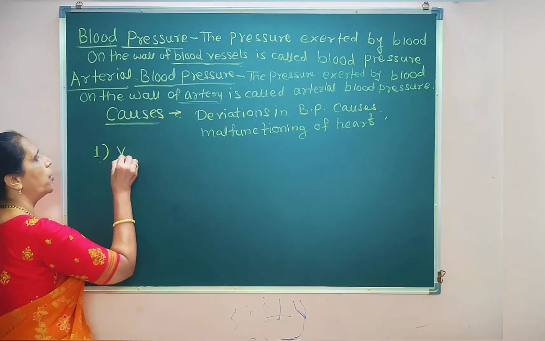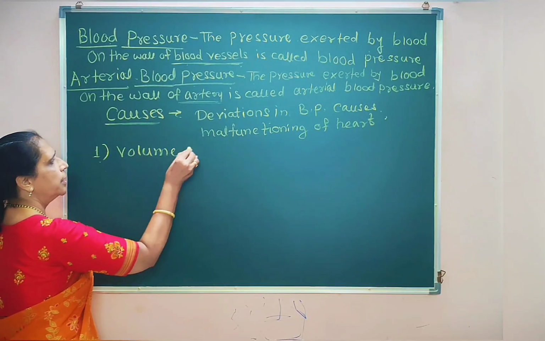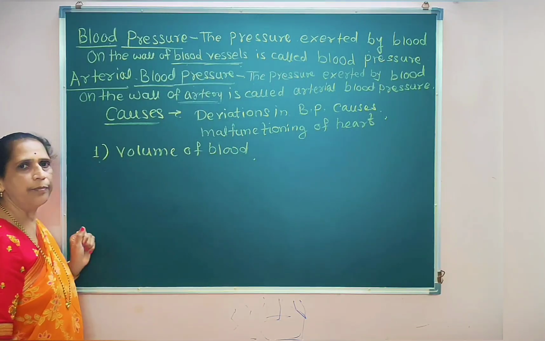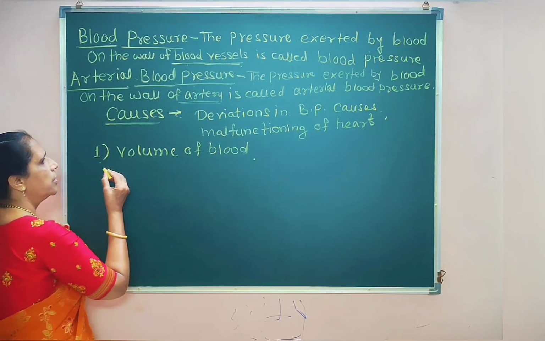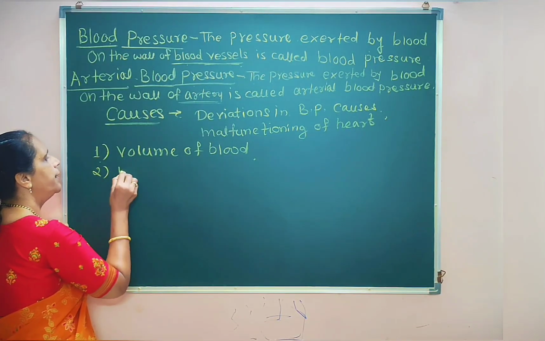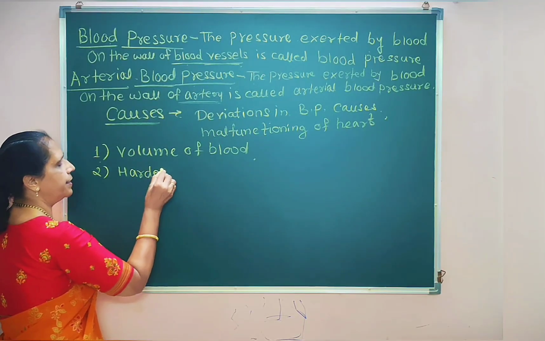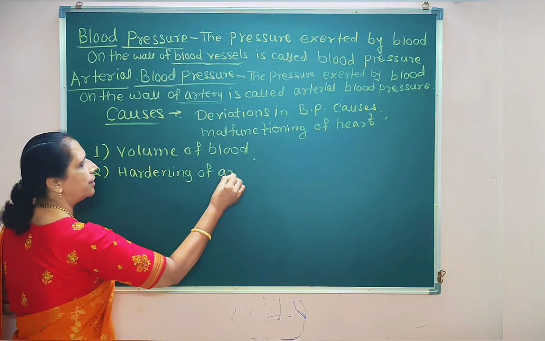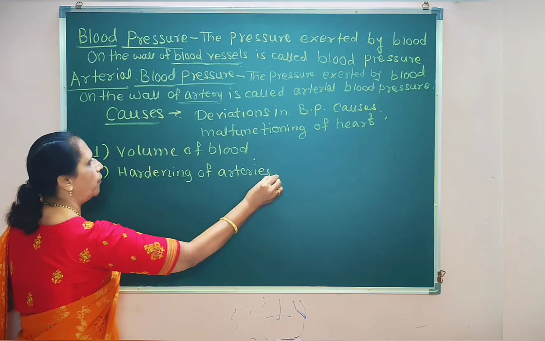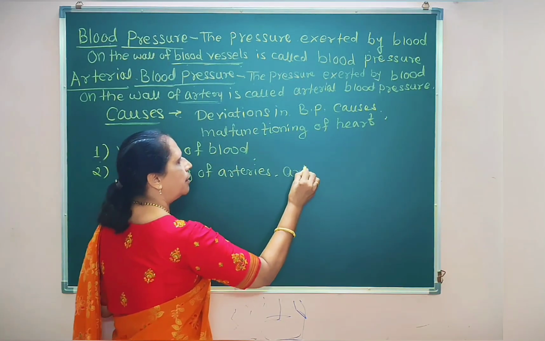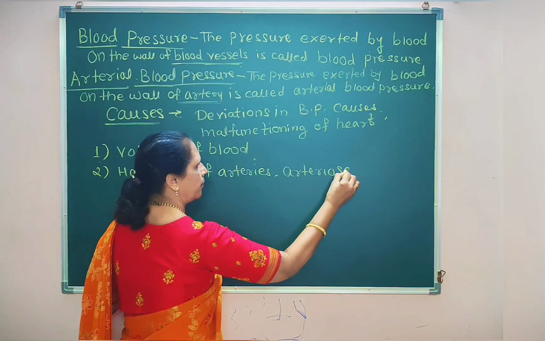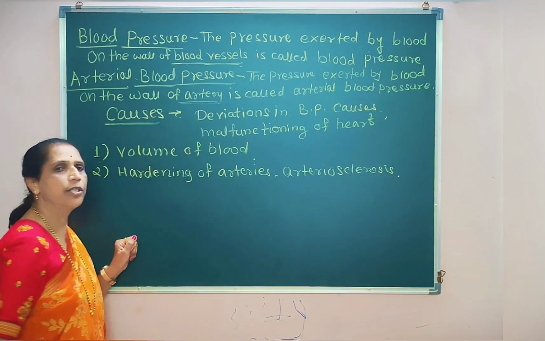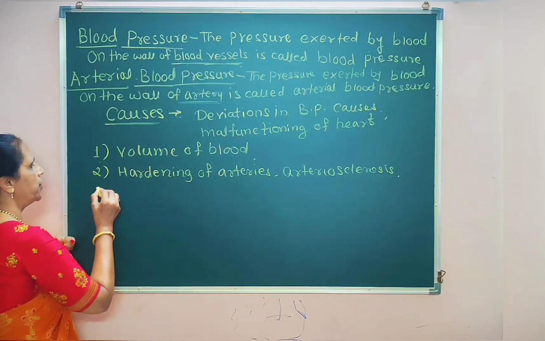The first cause is the volume of blood. If the volume of blood in the body increases, then blood pressure also rises. Second is hardening of arteries. This hardening of arteries is called arteriosclerosis, and arteriosclerosis also increases blood pressure.